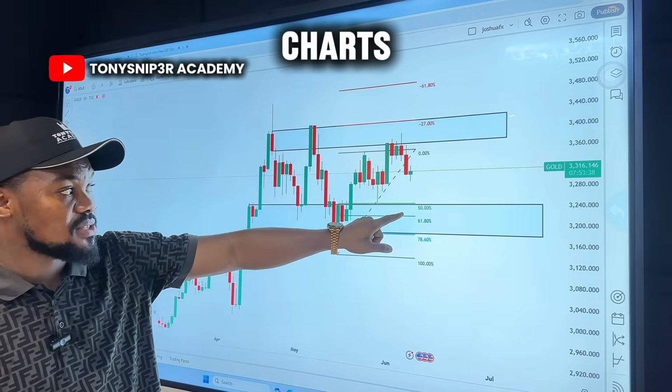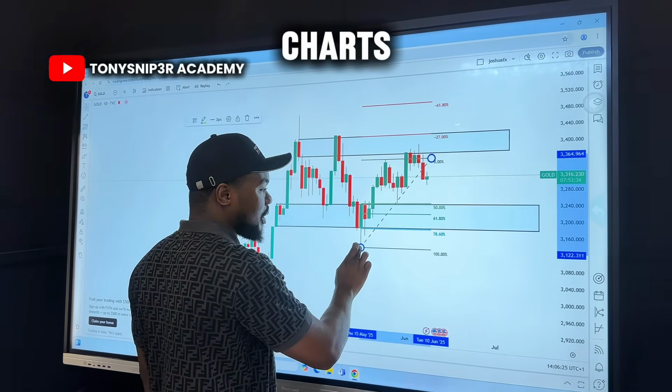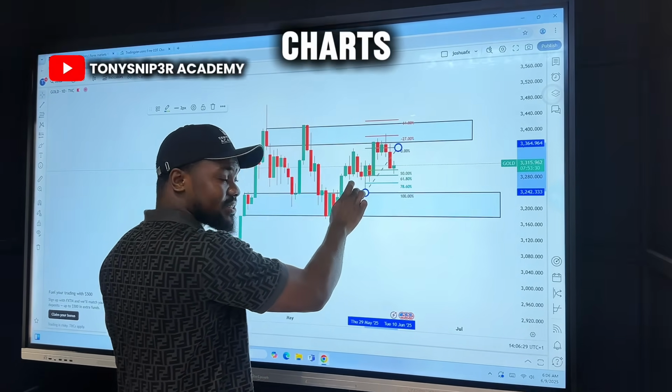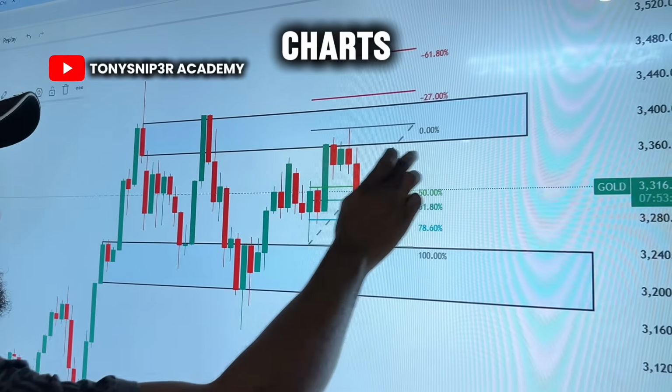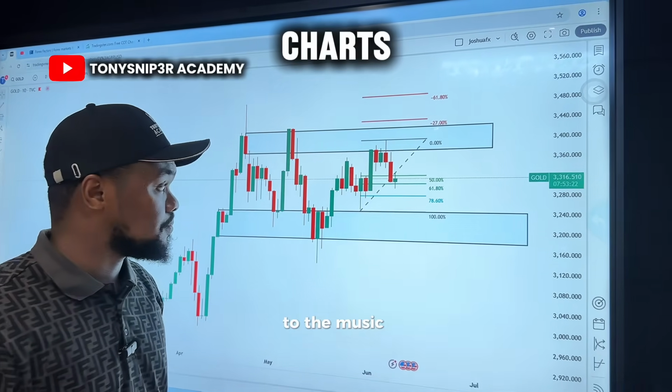Once you measure from here to here, you'll see that this market reacted at the 50%. Now, let's say you want to measure what is currently going on now on the live chart. You put your Fibonacci at the last low, then you measure it to the last high. And now the market is currently testing the 61.8 zone.